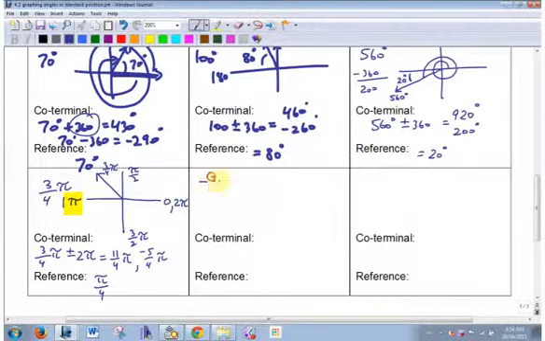Alrighty. Minus 2/3 pi. I start here on the positive x-axis, 0. That's pi over 2. Pi, that is 1.5 pi. And then I can get back here and get 2 pi again.